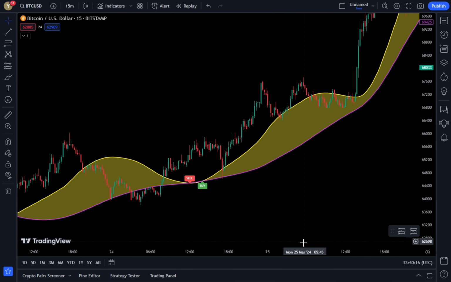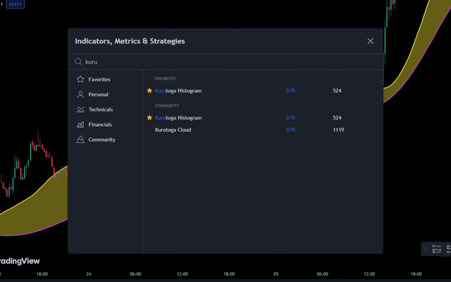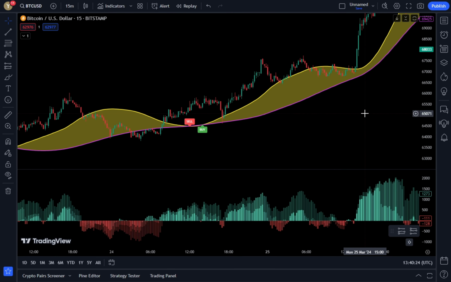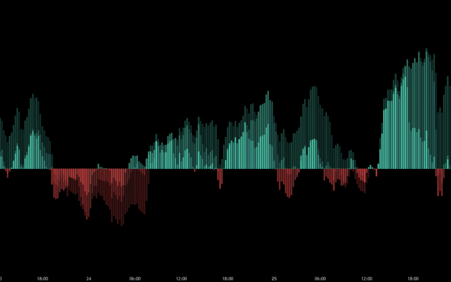Adding another indicator, go to the Indicator Search tab and type K2 Histogram. Select K2 Histogram from the options provided. The K2 histogram indicator helps identify non-trending and trending markets.